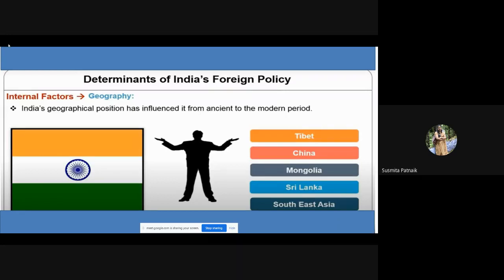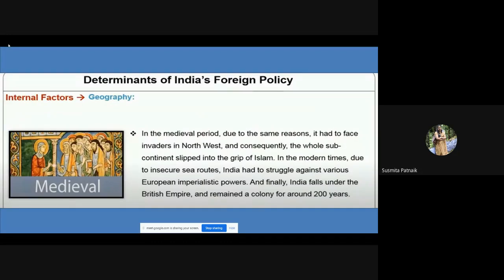So if we have knowledge about the position of India and the influence on the foreign policy of India, then we can say that in ancient times, India suffered many attacks from the northeast. But now there is no such attack. Simultaneously, India has been expanding its relationship with Tibet, China, Mongolia, Sri Lanka, and Southeast Asia. In the medieval period, due to the same reason, it had to face invaders in the northwest, and consequently the whole subcontinent slipped into the grip of Islam.